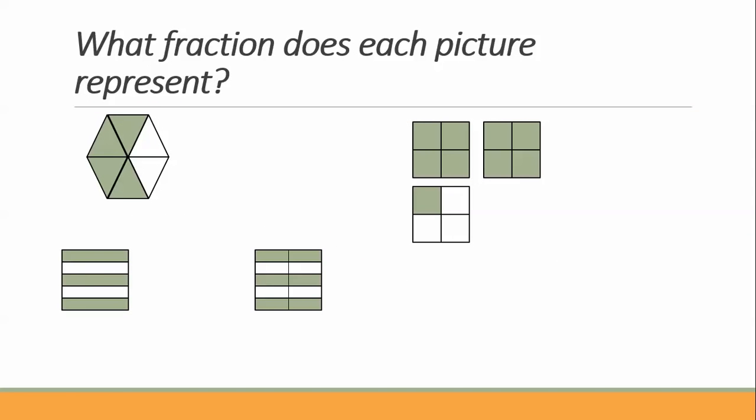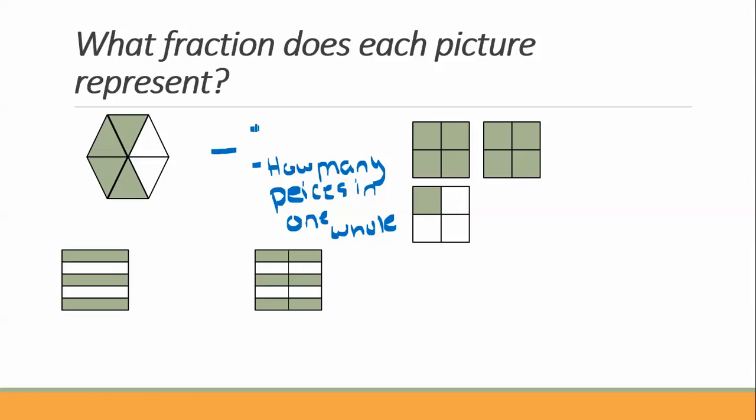What fraction does each picture represent? This is the why of what fractions look like. Fractions are with the fraction bar, of course, and the denominator is how many pieces in one whole. The numerator is the number shaded.